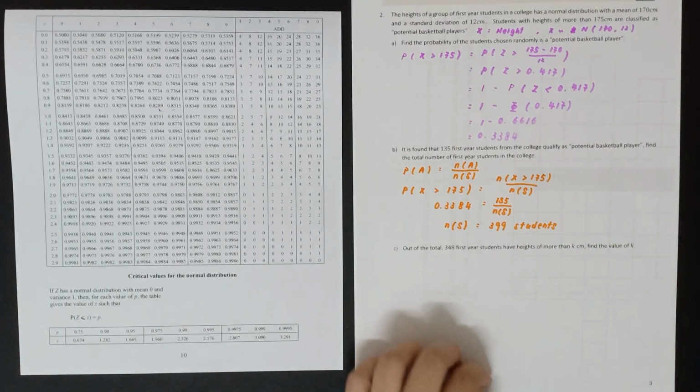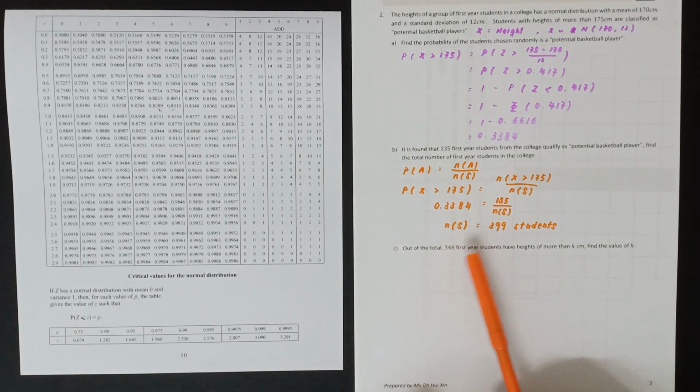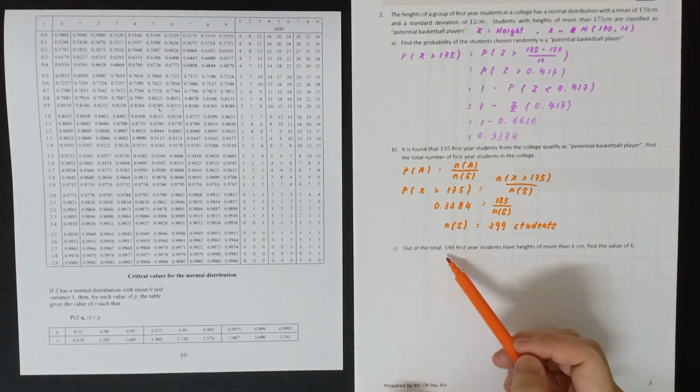Okay, C: out of the total that you have found, 348 first year students have heights of more than k cm. Find the value of k. Same thing, you need to write down what you want to find, then slowly solve it. So 348 first year students have height more than k. Remember every time you solve from your normal distribution, you can only solve the probability. Then after that, you find the information that you need, like a number. So you cannot find the probability equal to 348.